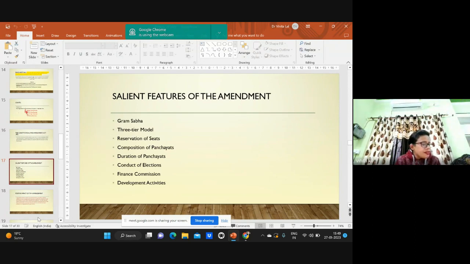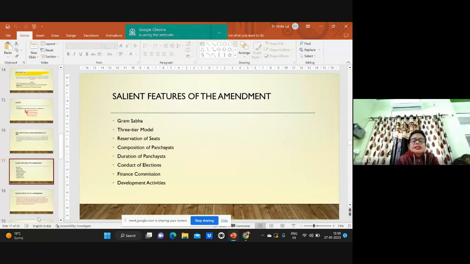And what is the role of the Finance Commission? In order that enough funds are made available to panchayats for initiating various development activities, the Constitution Act 1992 provides for the constitution of a Finance Commission in every state. This commission is constituted by the governor of each state within 1 year from the commencement of the Constitution Act 1992 and at the end of every 5 years thereafter.